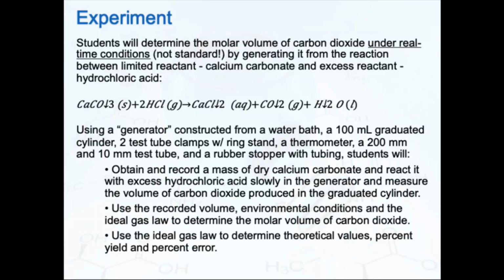So this is our equation that we have. It's balanced, so we're showing you just what's going on. And then essentially we're using what's called a generator, but it's really a water bath. We have a graduated cylinder, test tube setup, and everything, and we're going to show you overall what's happening. We're recording the mass of the calcium carbonate we've used.